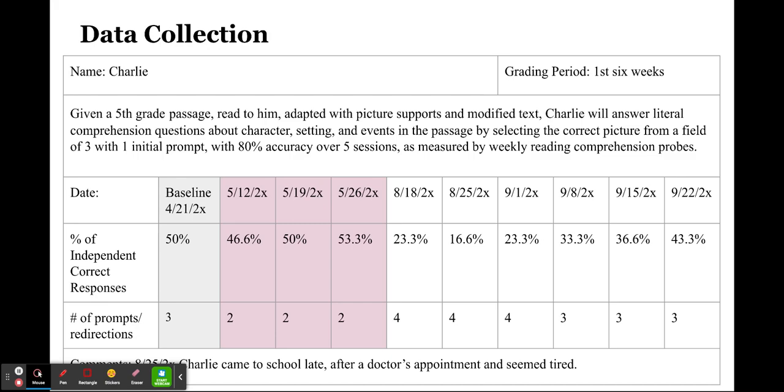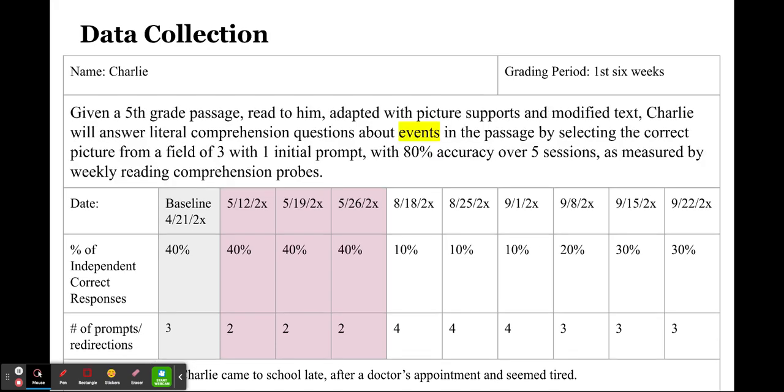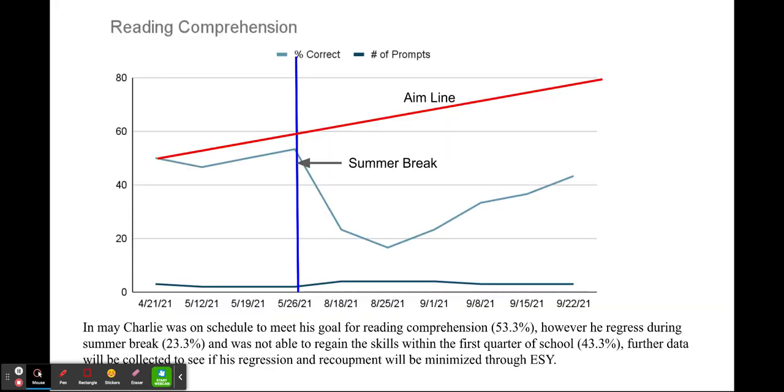Again, he dropped off. If we go back and look at our data, we might notice that one of his areas is weaker than the other. In this case, it happens to be events. So we know that we might need to ask more questions about events, or if we're writing an IEP for the following year, we might want to include more supports around events, or a goal just about the events in the passage.